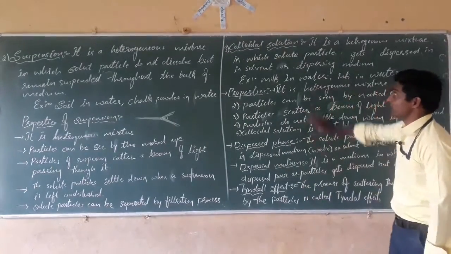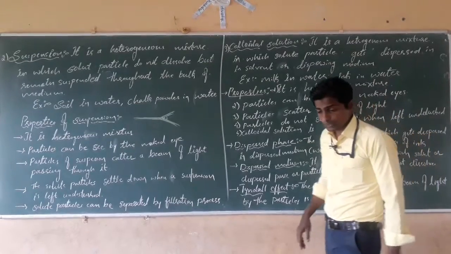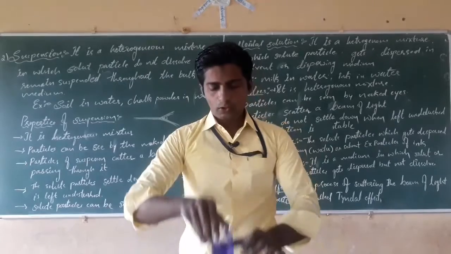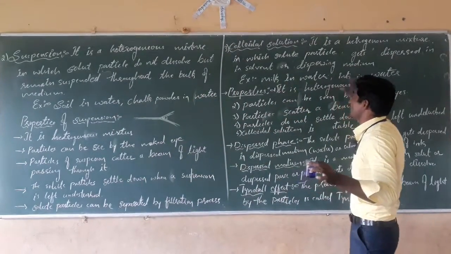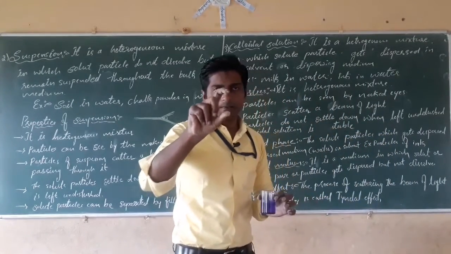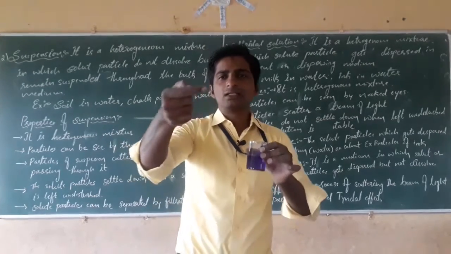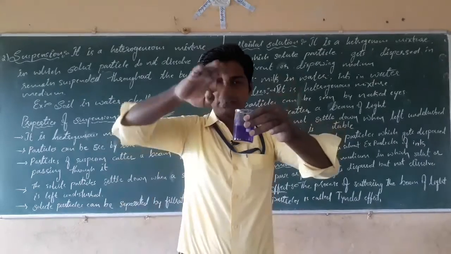Next, dear students, come to the next point, that is colloidal solution. See, here I will show one example of a colloidal solution. Examples we have given are ink in water or milk. Take a beaker of water, take 50 ml or 100 ml of water and take 10 ml of milk or 2 to 3 drops of ink, and add it into the water. Then what happens? Stir it well.